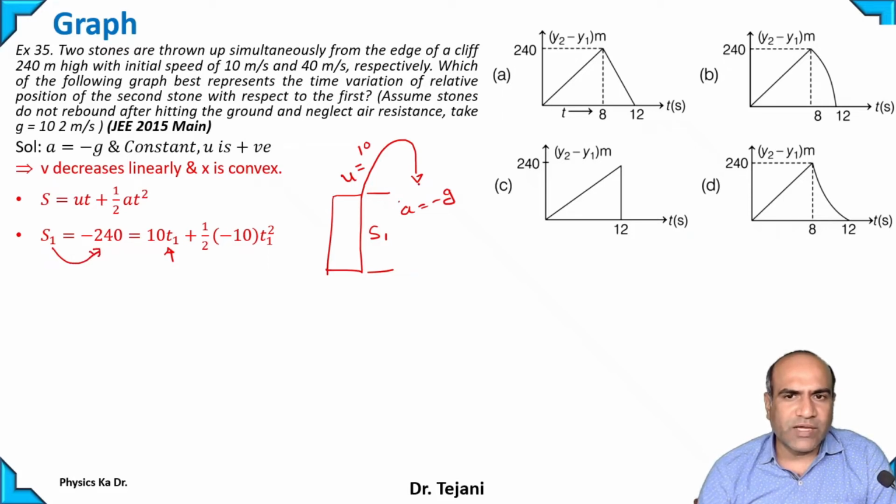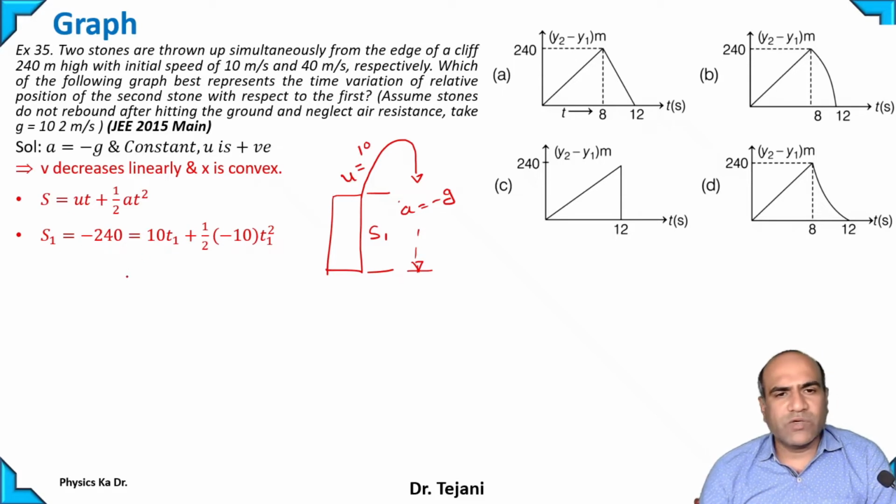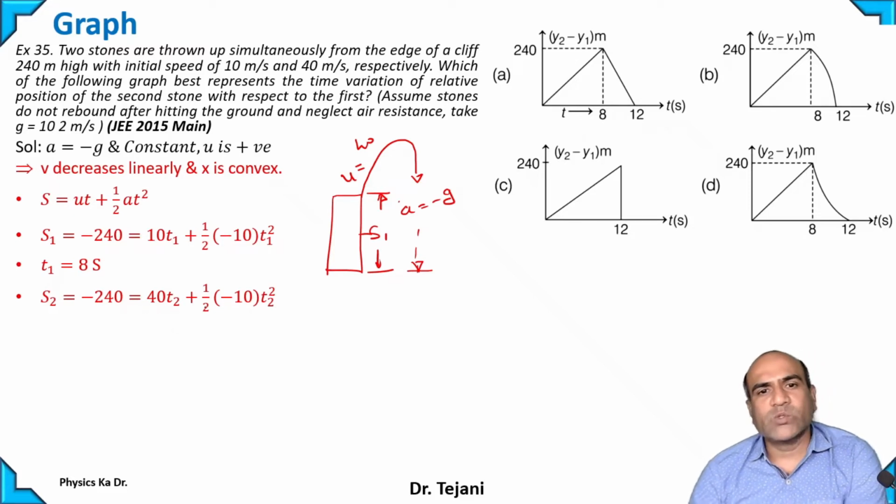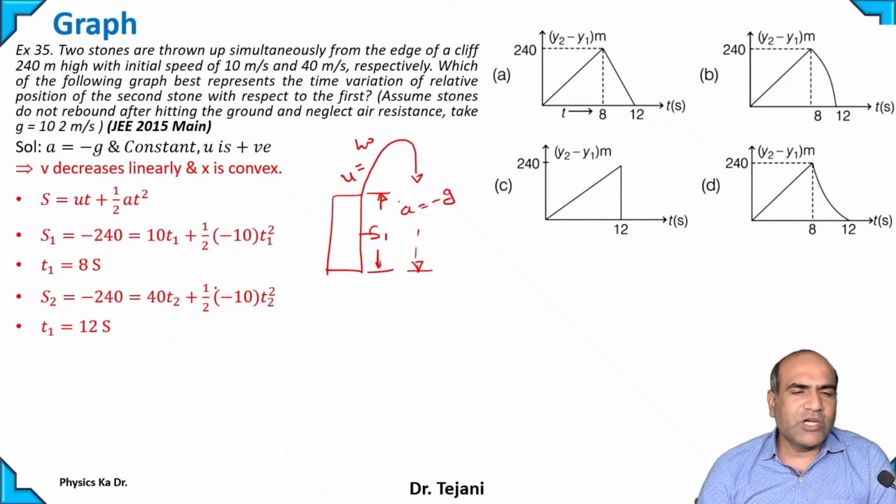We have to consider direction for the entire journey, as we already studied previously. So minus 240 equals 10t minus 1/2 times 10 t squared. If we solve this equation, we get T1 equal to 8 seconds. Similarly, another stone is thrown simultaneously with u equal to 40 meter per second from the same height. So minus 240 equals 40 T2 plus 1/2 times minus 10 T2 squared, and we get T2 equal to 12 seconds.